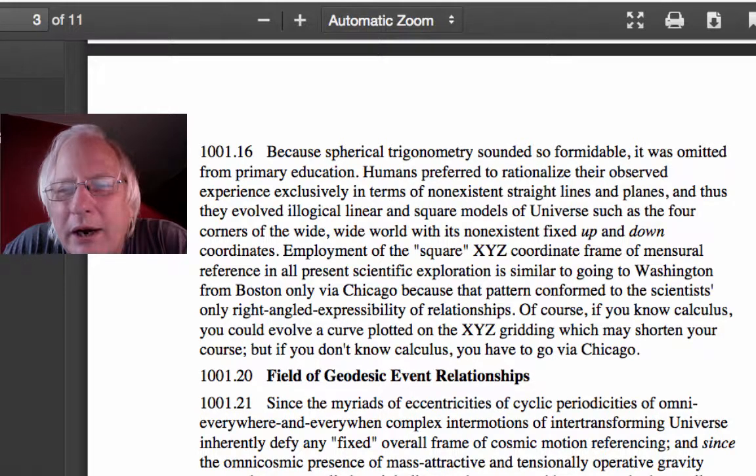Employment of the square XYZ coordinate frame of mensurial reference in all present scientific exploration is similar to going to Washington from Boston only via Chicago, because that pattern conformed to the scientist's only right-angled expressibility of relationships. Of course, if you know calculus, you could evolve a curve plotted on the XYZ gridding, which may shorten your course, but if you don't know calculus, you have to go via Chicago.